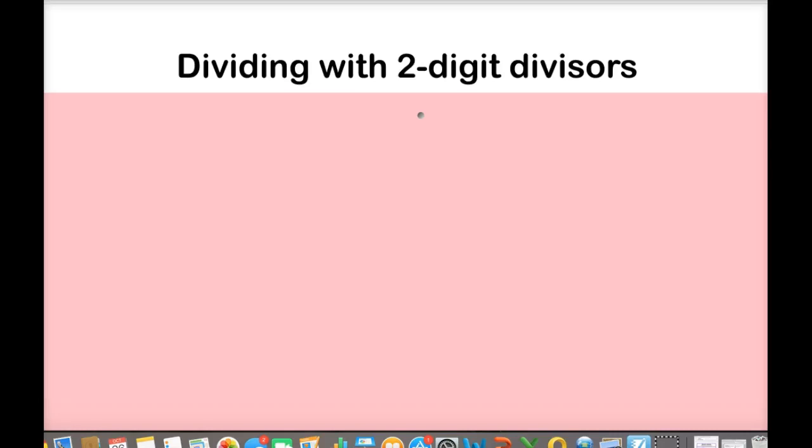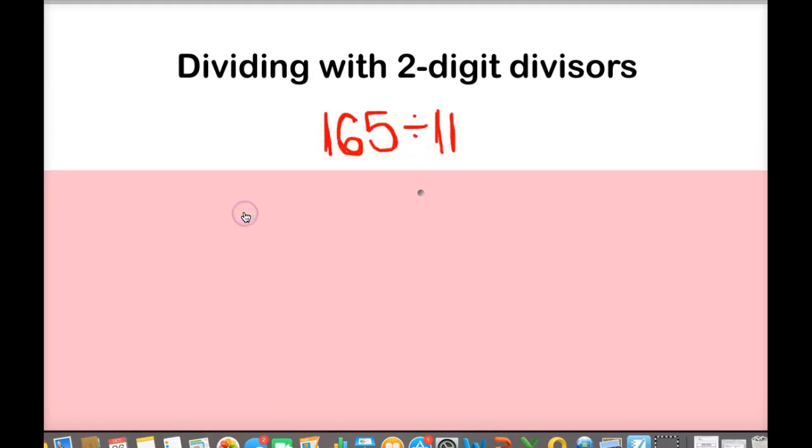Today we are going to learn how to divide using two-digit divisors. So we've been doing one-digit divisors so far, but now we're going to move on to two-digit divisors. First of all, let's look at our division problem right here, which is 165 divided by 11.